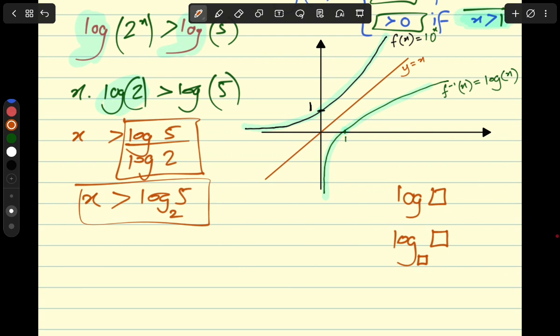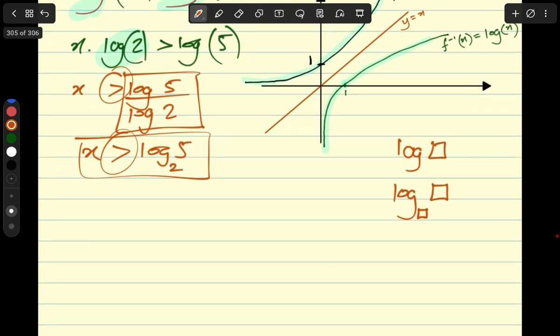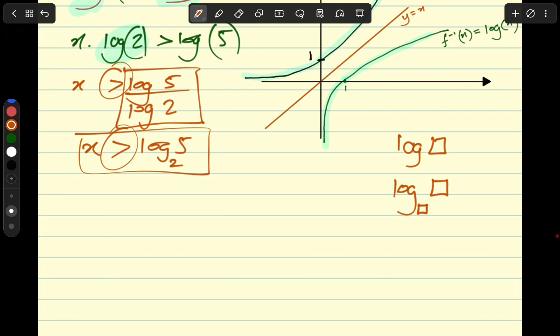Now, whenever you divide an inequality by a positive number, nothing changes. The sign does not change. We retain the sign. It is still greater than that. So, just like ordinary algebra. But now let's look at a question that Cambridge actually uses to catch students.